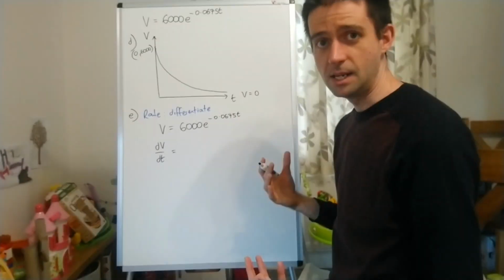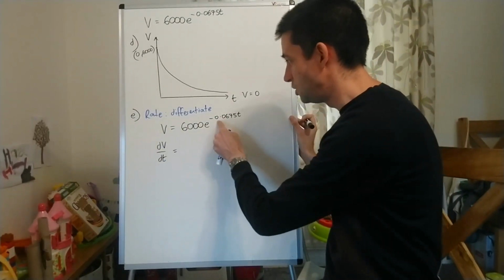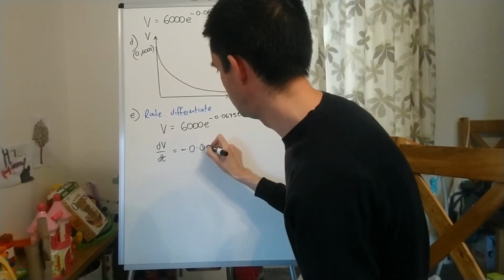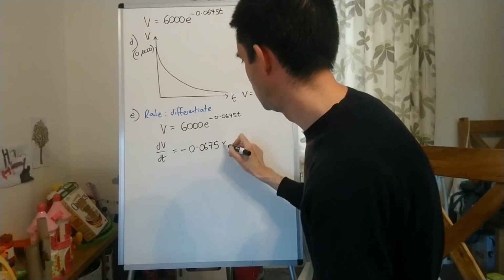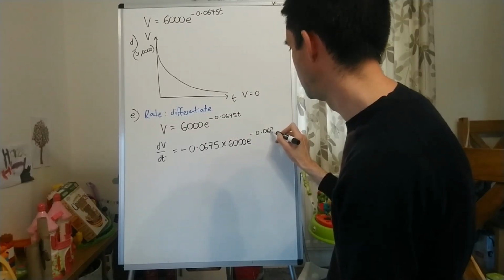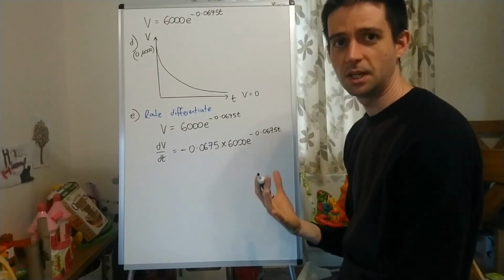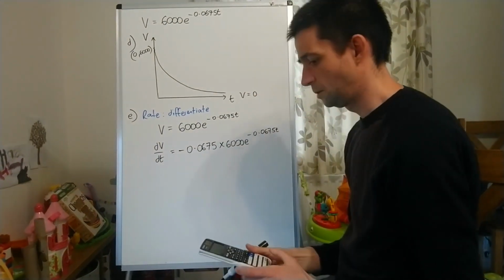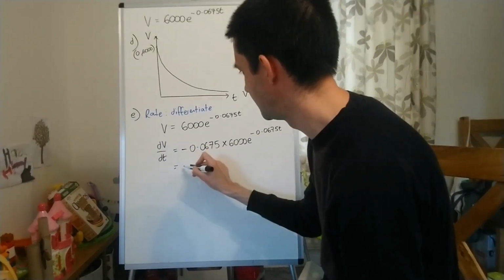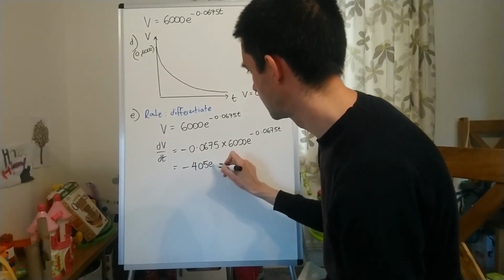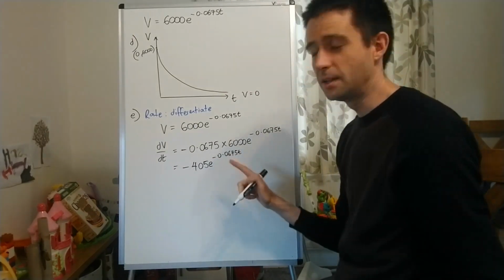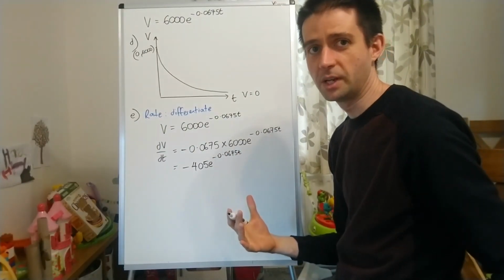Now when we differentiate e's, you'll remember that the e bit stays the same and you multiply by the coefficient of t here. So all we're going to get is negative 0.0675 times 6000e, and the power will stay the same, negative 0.0675t. So let's find out that value at the beginning there. That is 405, so it's negative 405 e to the power of negative 0.0675t. And this is telling me the rate of change of the value of the bike.